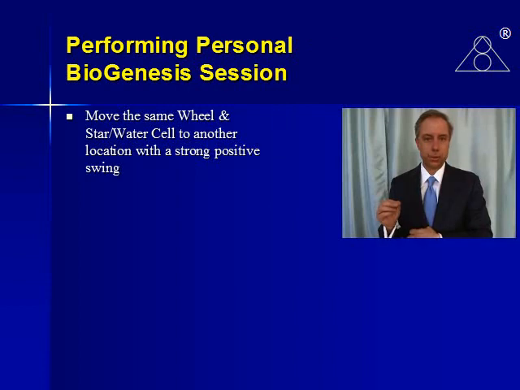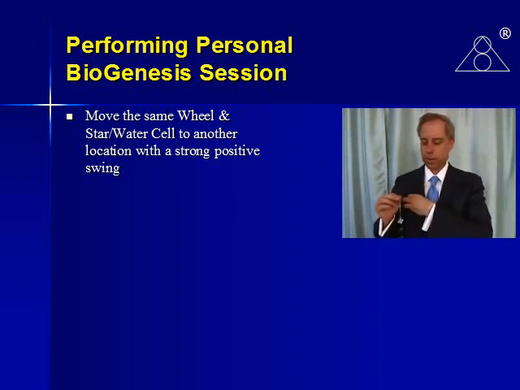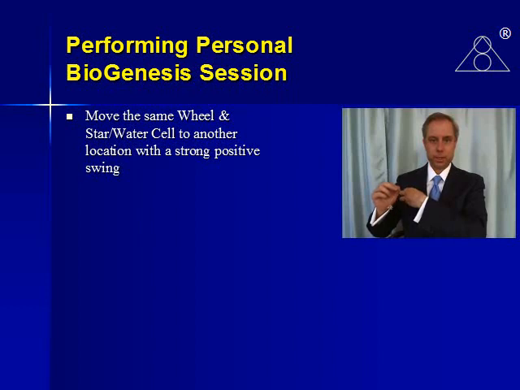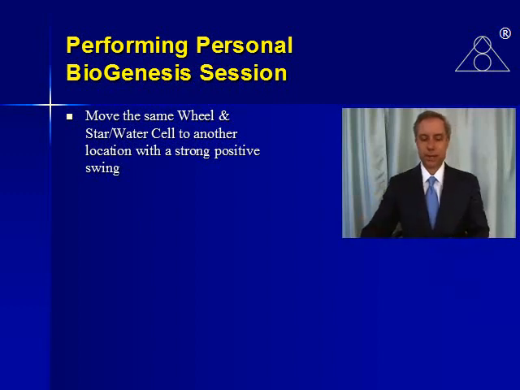So now your practice session is to take that wheel and star cell or water cell where there had been a strong positive indicator and then the signal star stopped moving. Now continue with the same wheel and star to move it around until you find another location of strong positive swing. And then hold it there until the signal star stops moving. Go ahead and do this now.